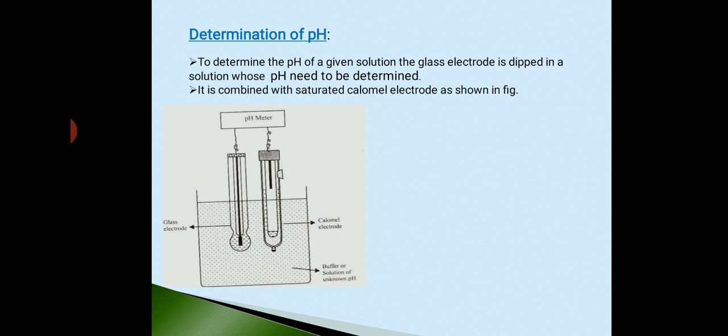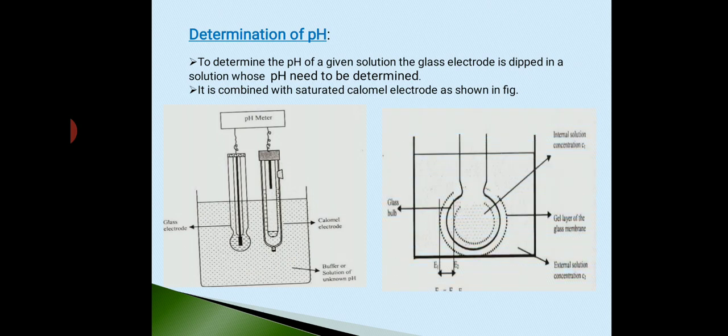One more important thing: by convention, the glass electrode will always act as cathode. Why? Because in the glass electrode the ion will be in oxidized state, Na plus, so it always acts as cathode. You must remember that. Now, this diagram we have already seen in the previous video.